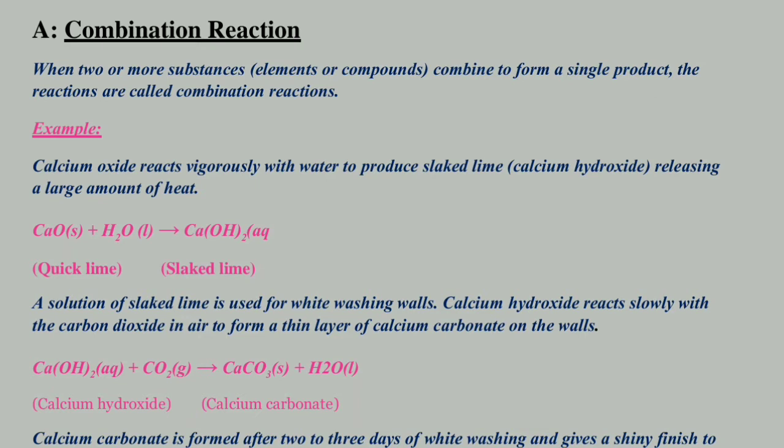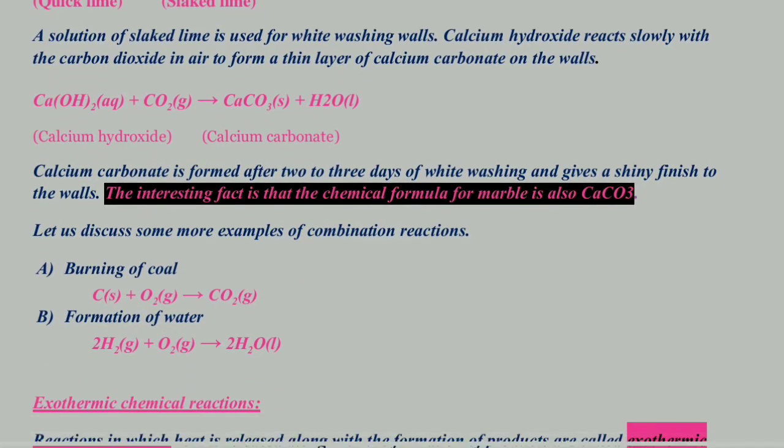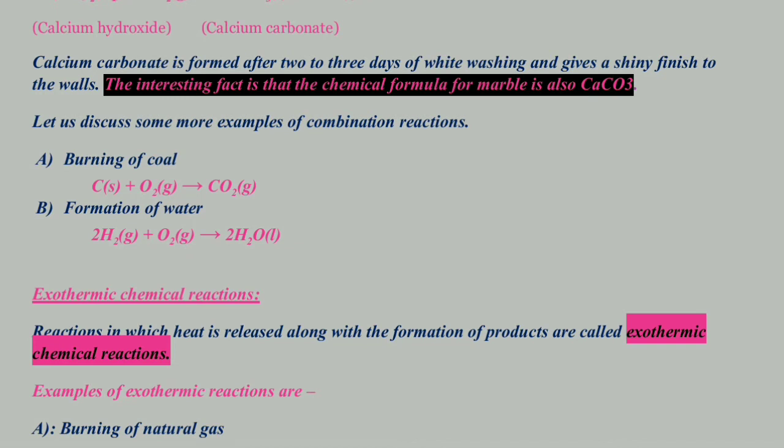Now let us discuss some more examples of combination reaction. The first one is burning of coal. In this reaction, we can see that carbon reacts with oxygen and makes CO2. In this reaction, carbon is in solid state while oxygen is a gas, and after the reaction they will make CO2, which is known as carbon dioxide, also in the gaseous form.